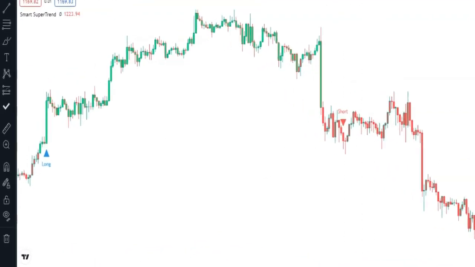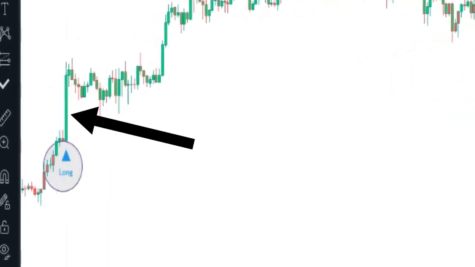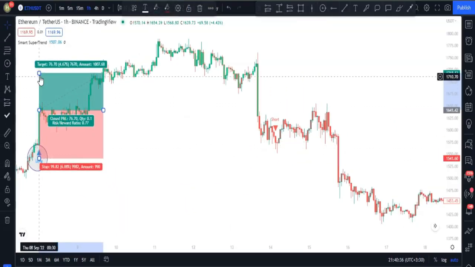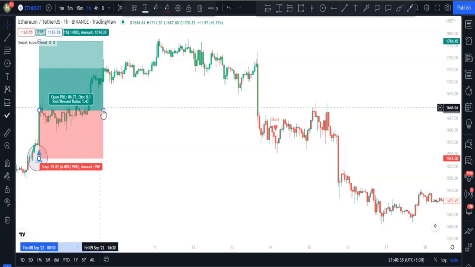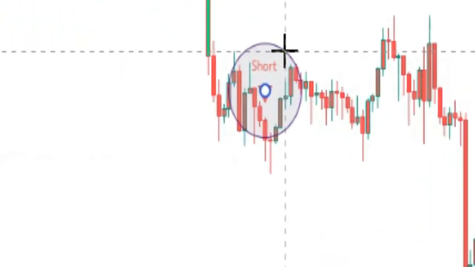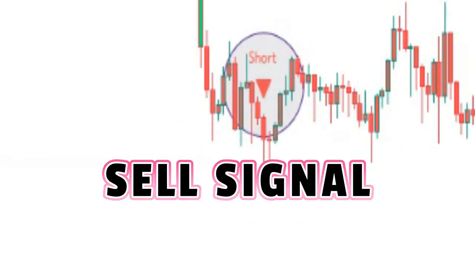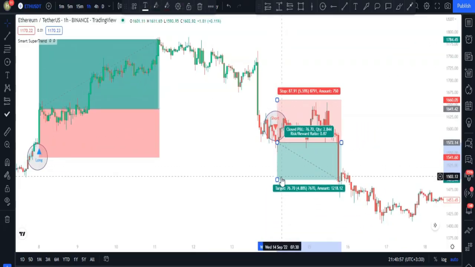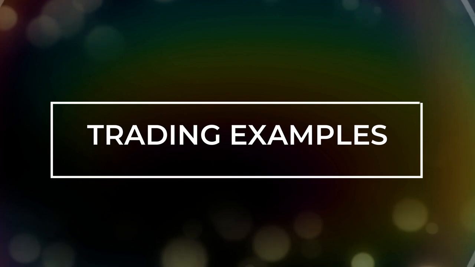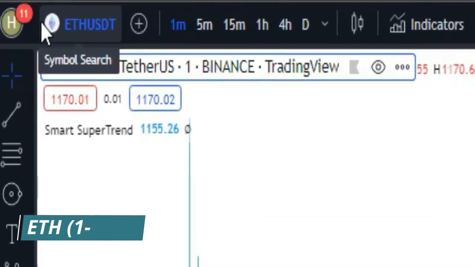So whenever a long signal plots on the chart and the candlestick is green, that would be our buy signal. Therefore, we can place our buy order. And whenever a short signal plots on the chart and the candlestick is red, that would be our sell signal and we can place our short order. So let's see some trading examples to see how accurate this indicator is.